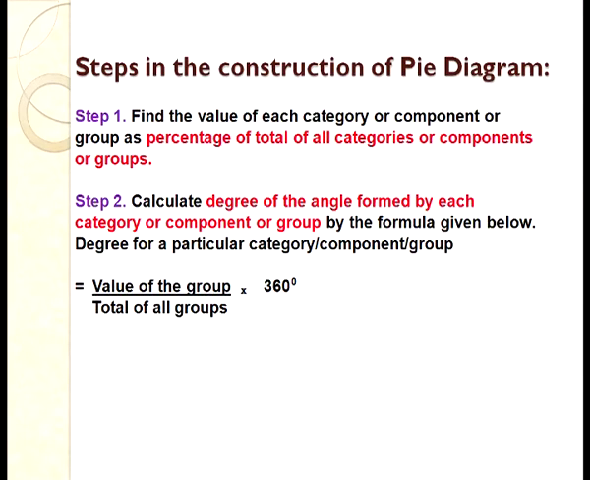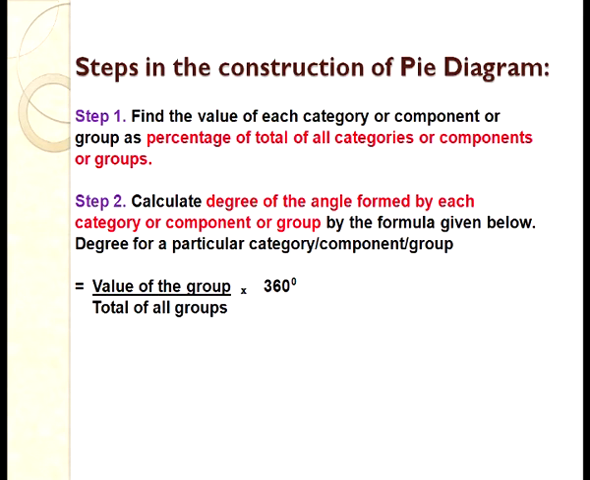After knowing this, we can discuss the steps in the construction of a pie diagram. The following are the steps. The very first step: we need to find the percentage of total of all categories. For this, we need to know the value of each category first, then divide by the total values and then multiply by 100. In this way, we get the percentage of total of all categories.